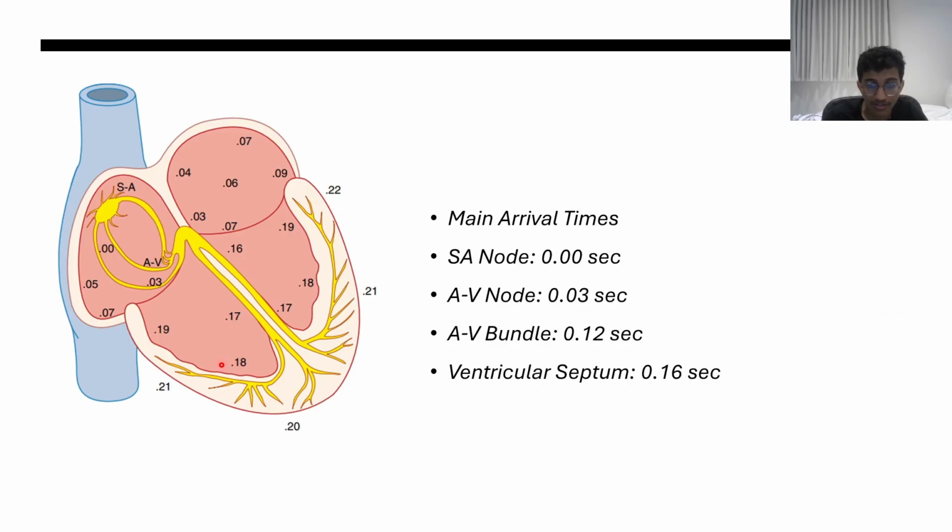Okay, so these are the main arrival times. First of all, of course it's 0 seconds at the SA node because it is generated in the SA node. And it takes 0.03 seconds to arrive at the AV node. Like I said, there's a delay of 0.09 seconds between the AV node and the AV bundle. And this allows the ventricles to contract after the atrium contracts. Okay, and then it arrives at the ventricular septum 0.16 seconds after the impulse was generated in the SA node.